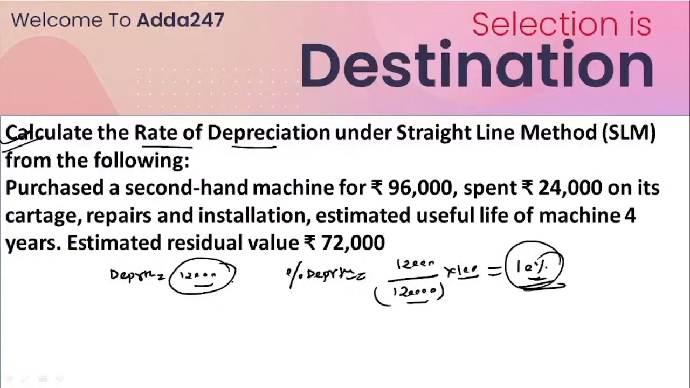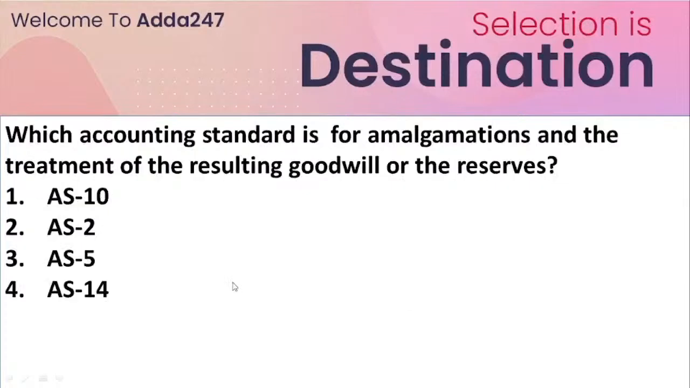Another question is related to which accounting standard is for amalgamations and the treatment of the resulting goodwill or the reserves. Tell me the answer of this question. What will be the answer of this question? This is a very simple question. This is from the accounting standard.